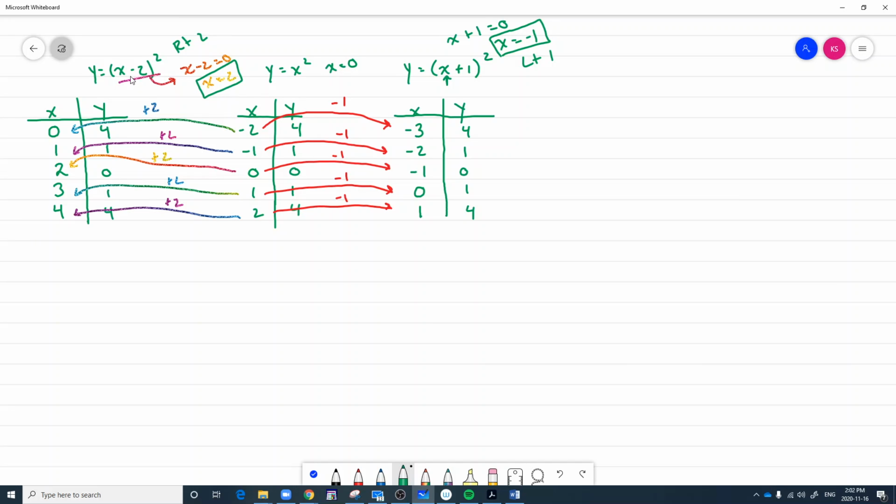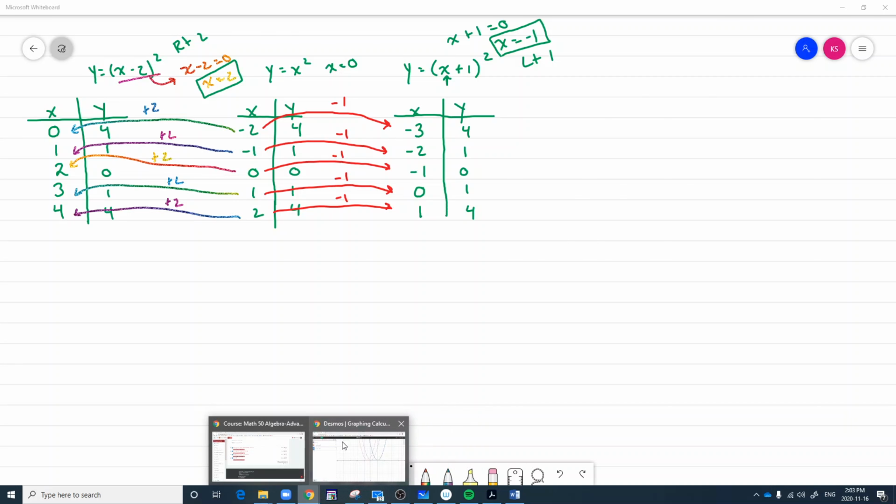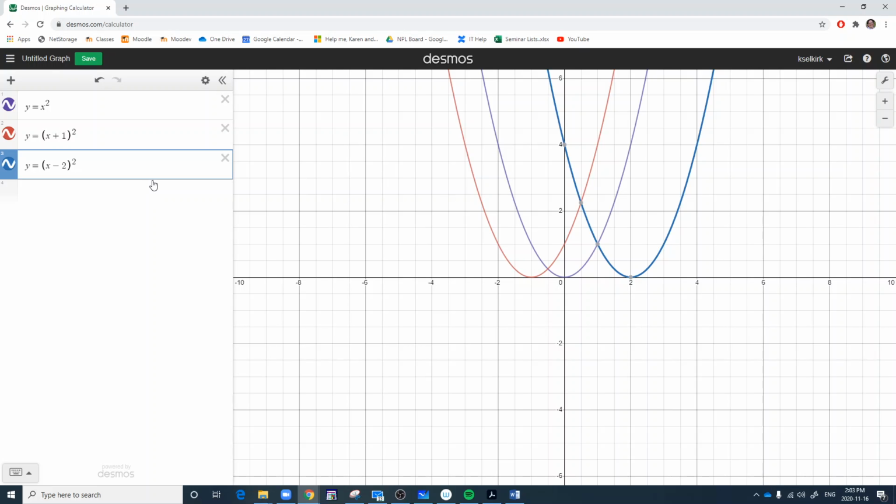If it's a minus 2, it means I had to increase my x values by 2 in order to keep the same y values. When it's plus 1, I had to actually decrease my x values by 1 in order to get the same y values. And the effect this has is that you no longer have to do a table of values in order to graph these. So if I go back to Desmos, let's do a couple more.